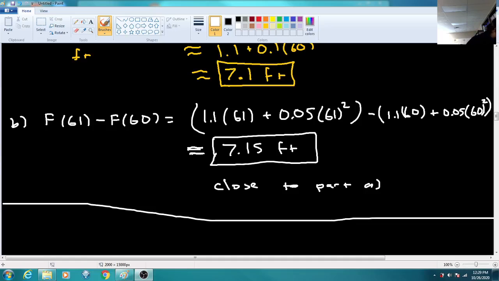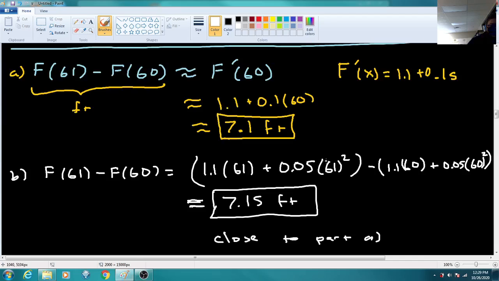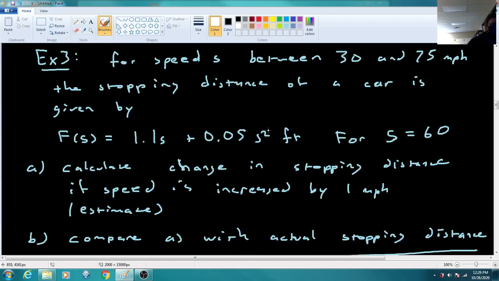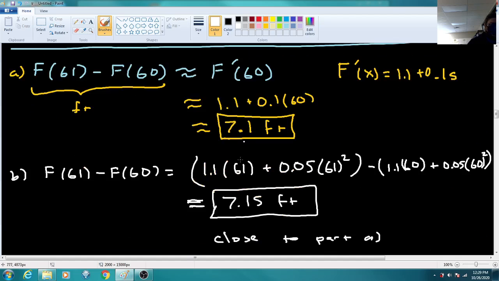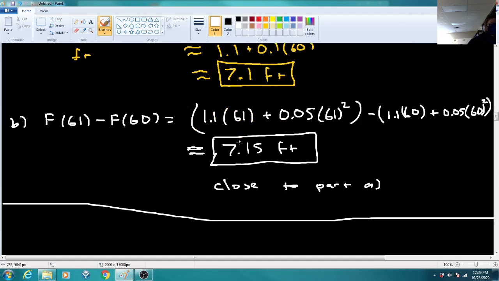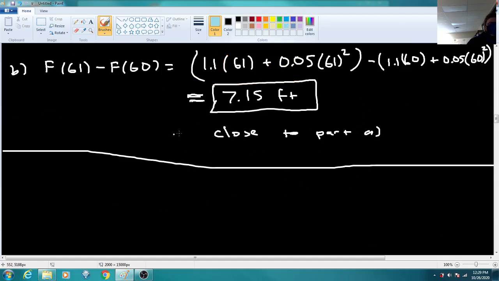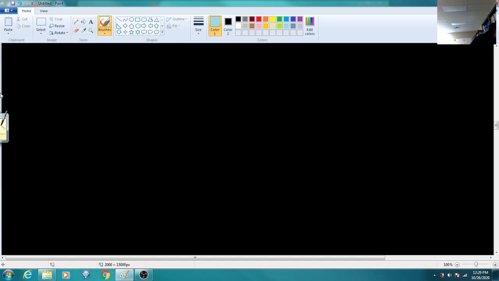Alright, so we're still moving along here. We just wrapped up and compared from example 3, compared our actual distance to the approximation and saw that they were pretty close. So we're going to move on now, take a look at example 4.